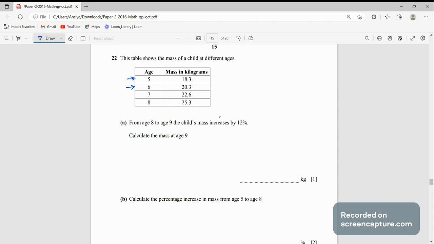From age 8 to 9, the child's mass increased by 12%. So calculate the mass at age 9. See, this increased. Here also the mass increased. Here also the mass increased. Now here it is telling it increased by 12%. Then we find out what will be the mass over there.